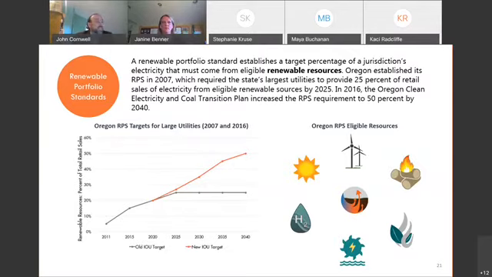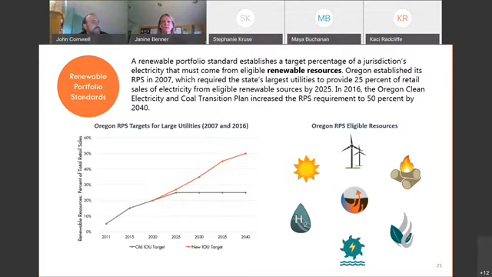RPS. So Oregon, as I've mentioned, and I'm sure a lot of people on this webinar know, has a renewable portfolio standard. In fact, Oregon was one of the first states to adopt a renewable portfolio standard when it established the RPS back in 2007. Initially, the RPS required the state's largest utilities to provide 25% of retail sales of electricity from eligible renewable resources by 2025. In 2016, the Oregon Clean Electricity and Coal Transition Plan increased the RPS requirement to 50% by 2040, with interim goals along the way, as is shown on the graph to the left here.